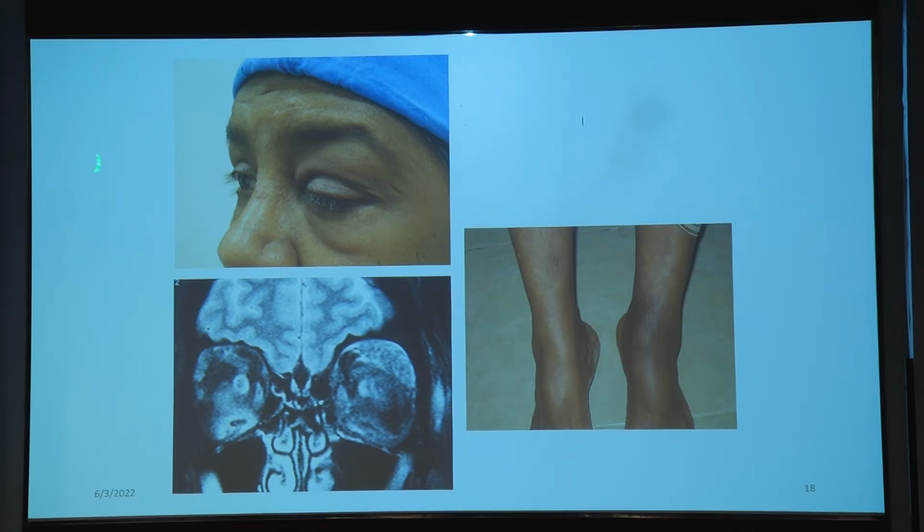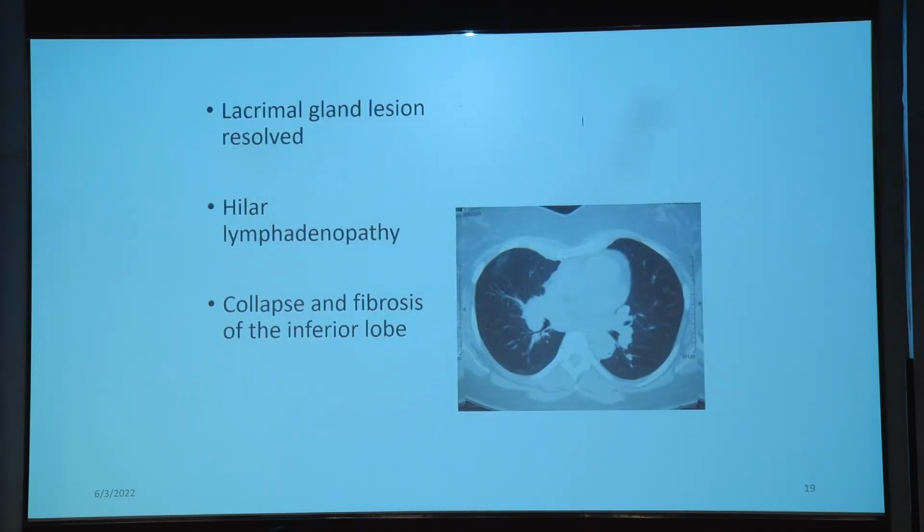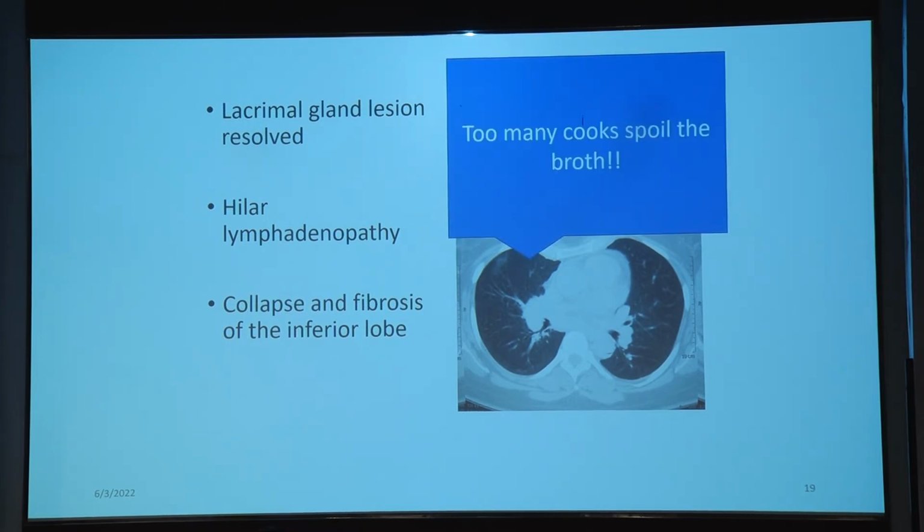The lacrimal situation resolved. However, a little later, she developed hilar lymphadenopathy and collapse and fibrosis of the inferior lobe. Okay. Second opinions are good. Maybe third opinions are good. Half a dozen opinions are not good. So probably what we could have done is probably started her on ATD and then given the steroids. That could have been a choice.